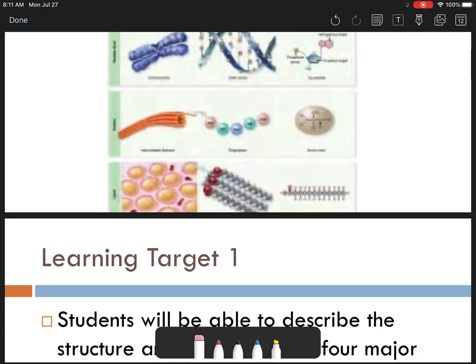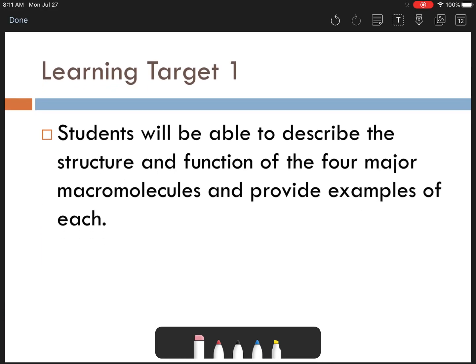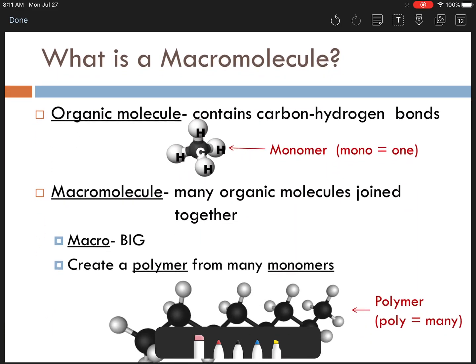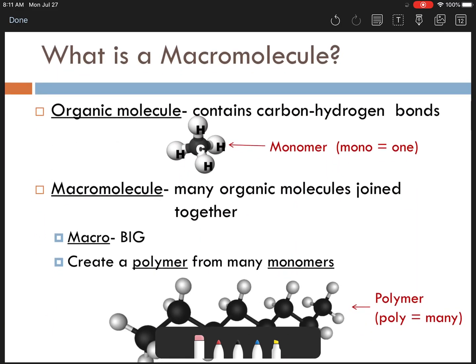All right, we're on our macromolecules and enzymes unit, and we're still on learning target 1. This is where students will be able to describe the structure and function of the 4 major macromolecules and provide examples of each.